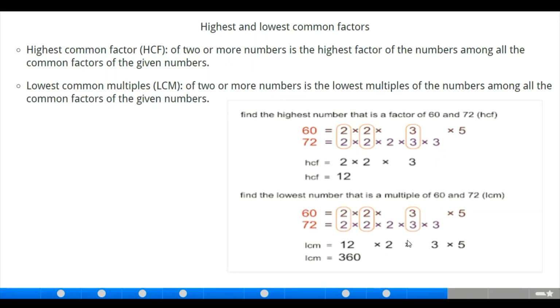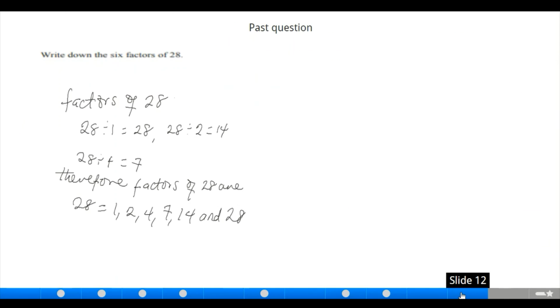We are going to be looking at another method, which is actually very simple for us to do, in the next few slides. Now, we have a past question here. This one is telling us that we should highlight the 6 factors of 28. So what are the values that, by the time you divide 28 by them, will divide evenly without remainder?